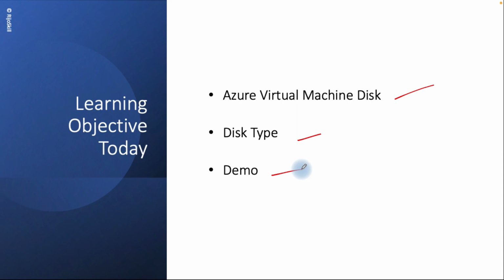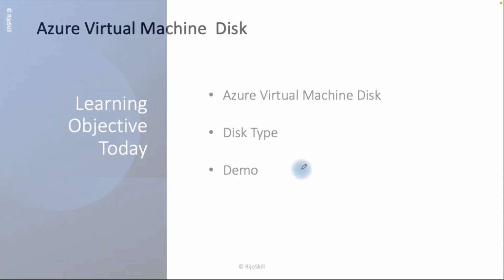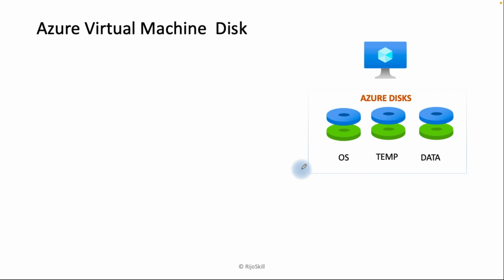So we will go for our learning objective. Azure virtual machine disk. Here you can see your virtual machine. After that you see that Azure disks are there. One is the OS disk, another one is the temporary disk, and the data disk. We will discuss each one by one. What is an OS disk?